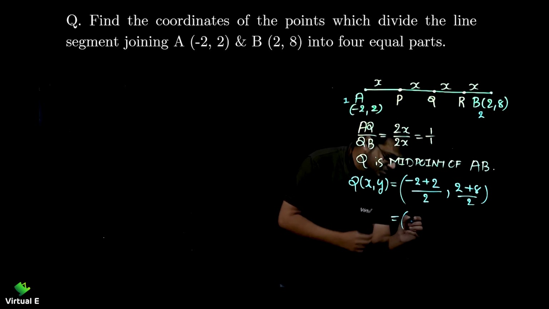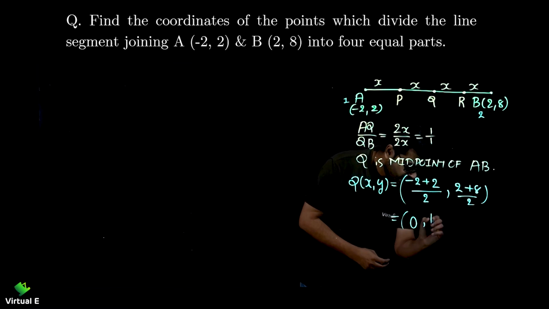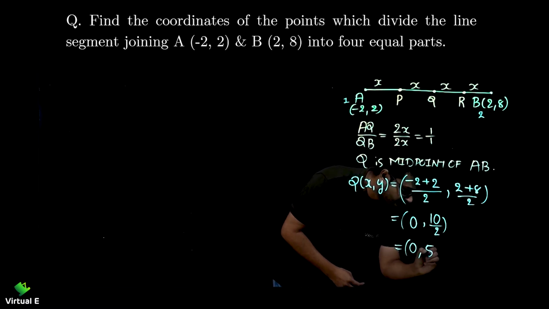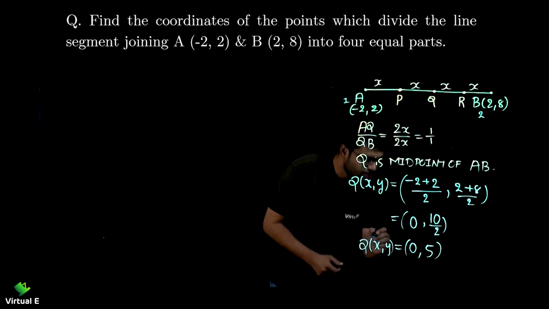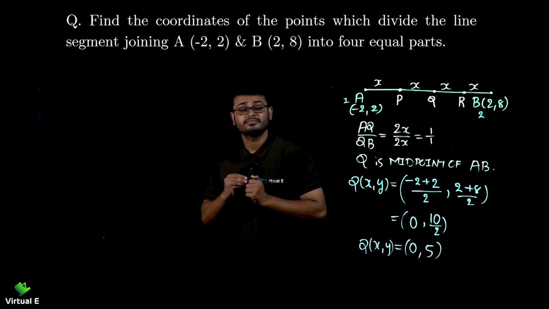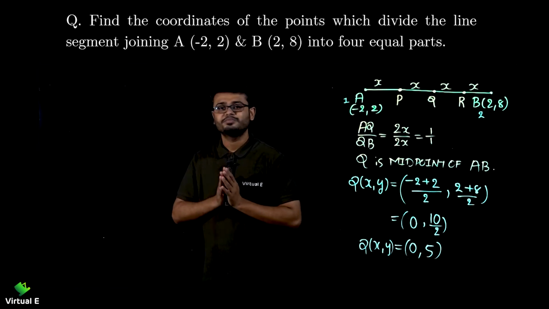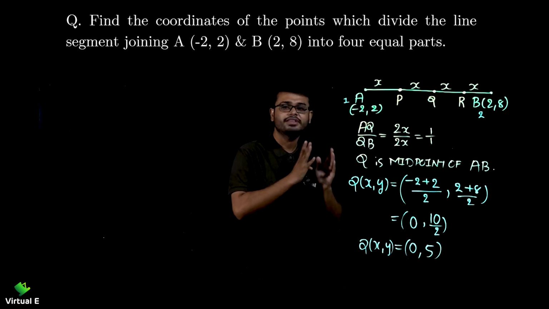-2 plus 2, 0, nothing to do. 2 plus 8, here it is 10 by 2. So if you simplify further, that is (0, 5). So the coordinates for Q are (0, 5). My coordinates for Q are done. Now let's find the coordinates for P or R. How shall we think again?